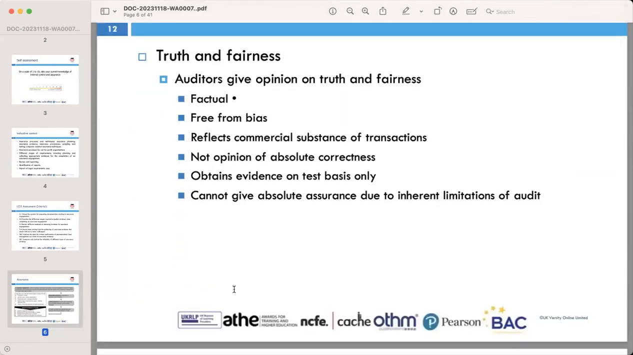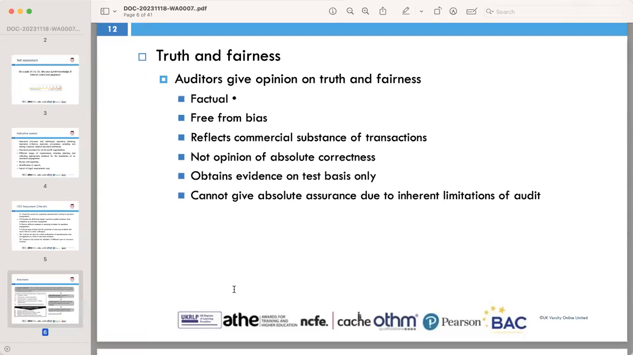Truth and fairness. Auditors give an opinion on truth and fairness: factual, free from bias, reflecting the commercial substance of transactions. They are not an opinion of absolute correctness, they obtain evidence on a test basis only, and cannot give absolute assurance due to the inherent limitations of audits.